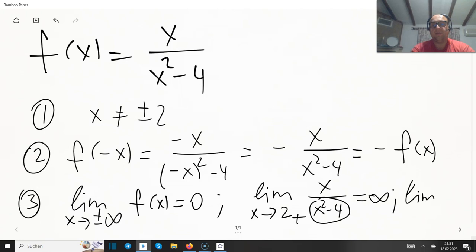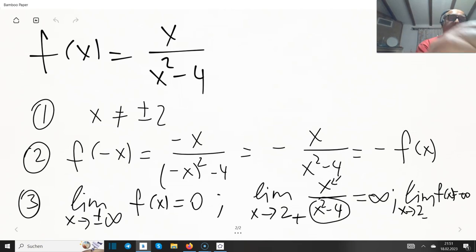What's happening if we are approaching 2 from the other side? Well, it's still positive, the numerator. The denominator is just a very small negative number. Close to 0 and still negative, so we're dividing by it, and we're going to get minus infinity. And as you can see, because of the symmetry, we know that it's going to be vice versa if we do it for minus 2.